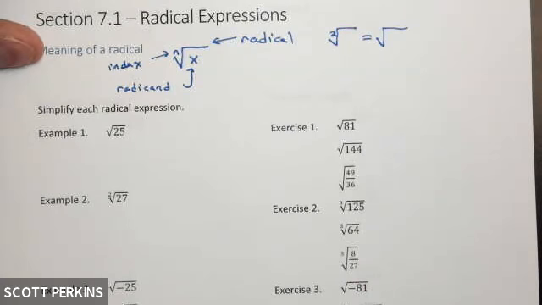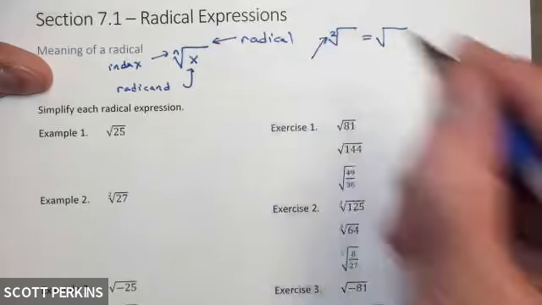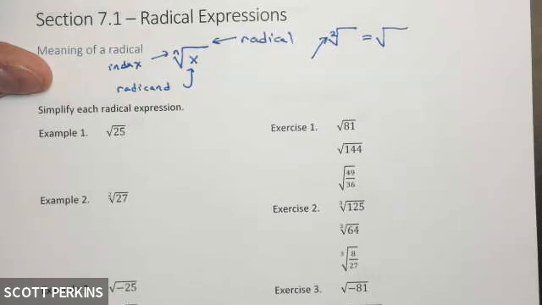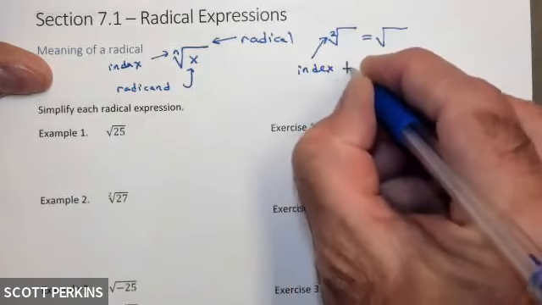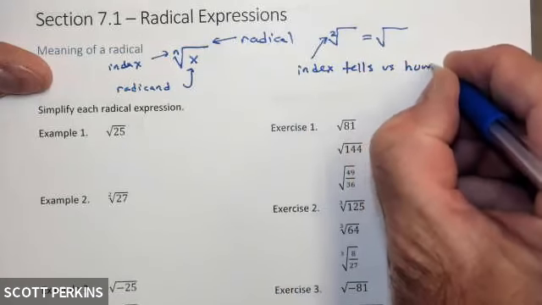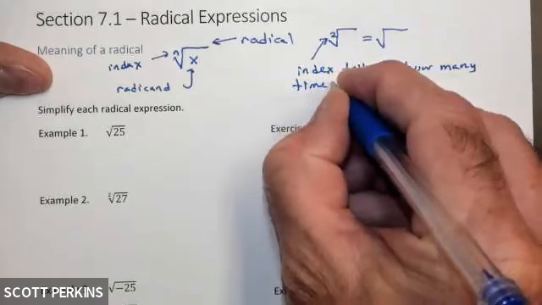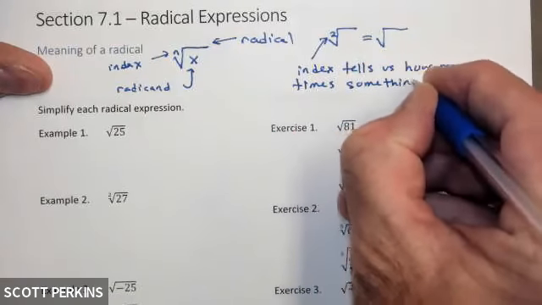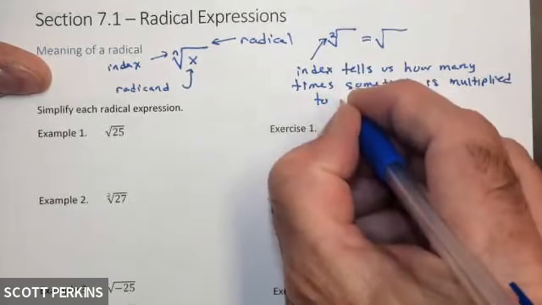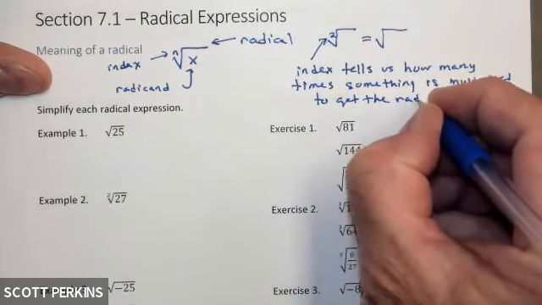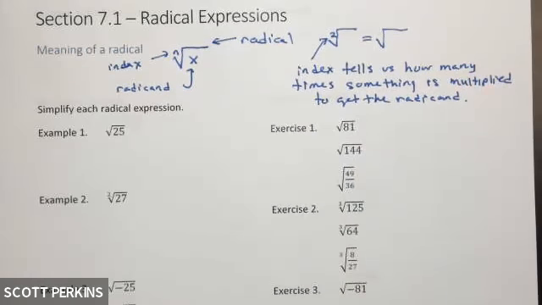And so what the index tells you is how many times you're multiplying, let's just say, a number by itself to get what's under the radical. So when there's a 2 there, it says, what number do I multiply by itself twice? When there's a 3, what number times itself 3 times? So the index tells us how many times something is multiplied by itself to get the radicand. And that becomes your answer to the radical.